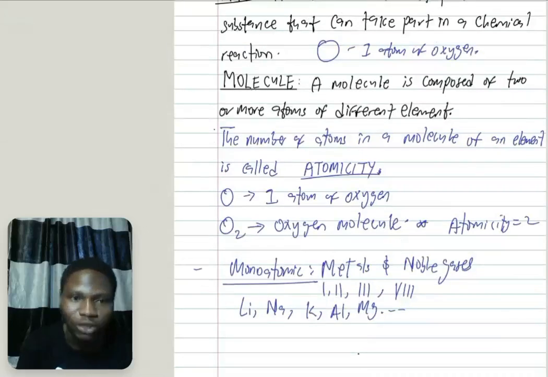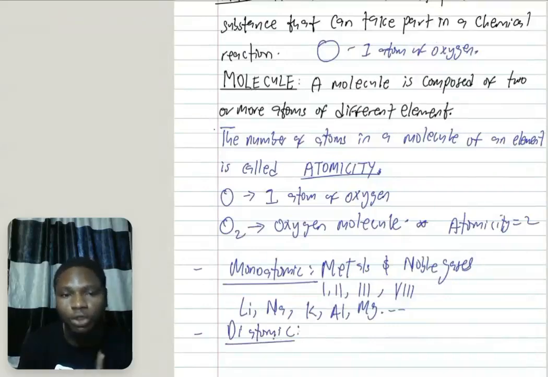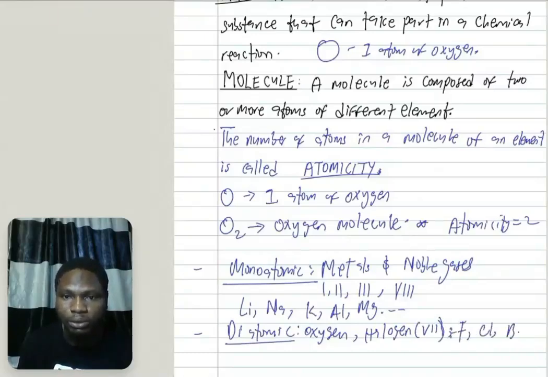So what are diatomic elements? Diatomic elements consist of what? 2 atoms in one molecule. They consist of just 2 atoms in one what? Molecule. Example, so you have oxygen. All your halogens. In your periodic table, if you check elements in group 7, all of them are what? Diatomic. Example of this: fluorine, chlorine, bromine, iodine. Also, hydrogen is diatomic, okay?